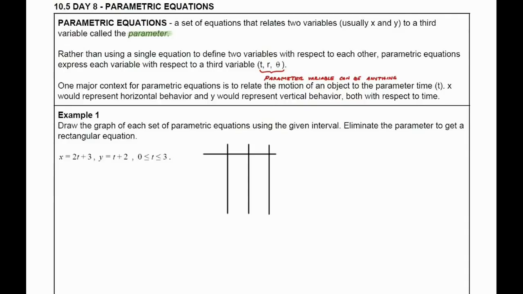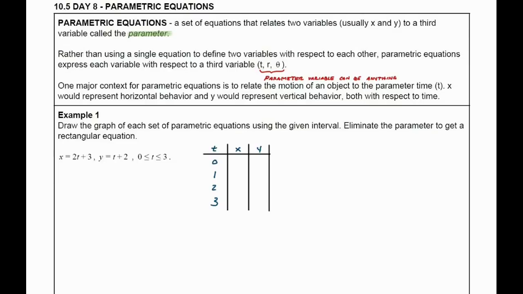So to graph this set of parametric equations, at least for now, we can make a table. t is going to be our parameter, and x and y are going to be related to t as given in those equations. To make a table, I'm just going to pick values from 0 to 3 for t. So 0, 1, 2, 3. And then to find x and y at those values, you plug those t values into the x equation and into the y equation.